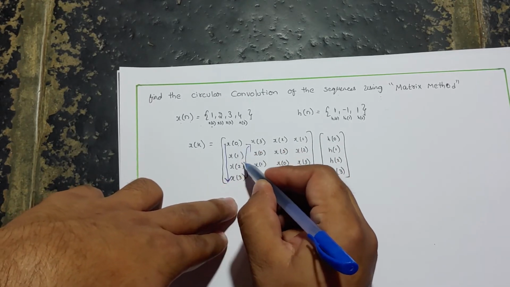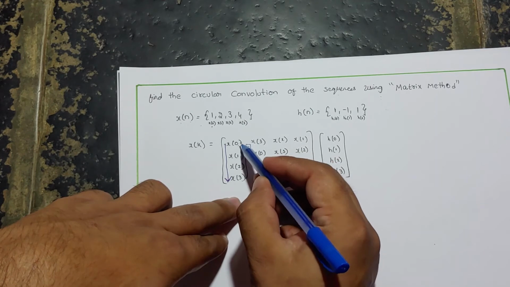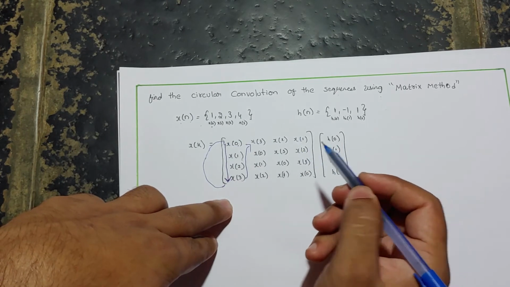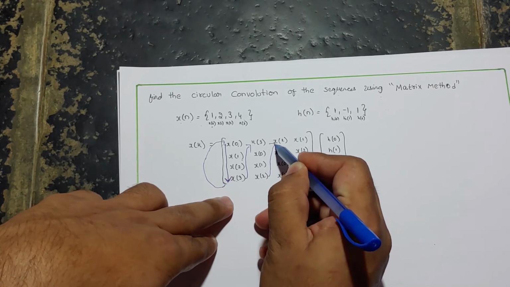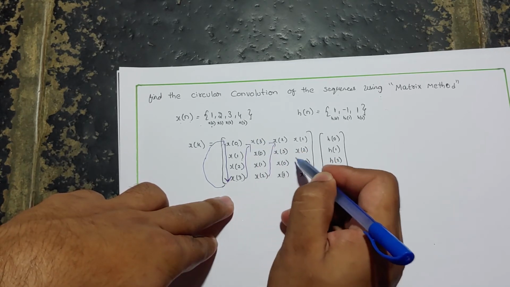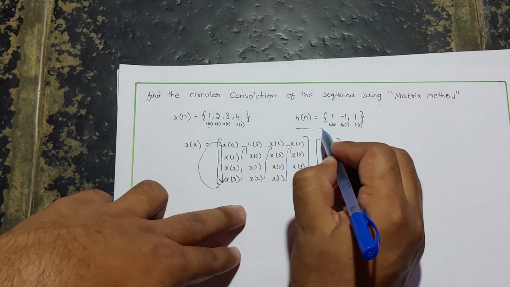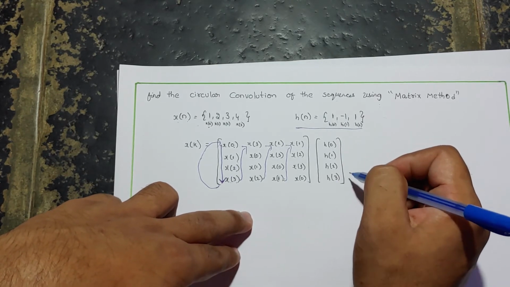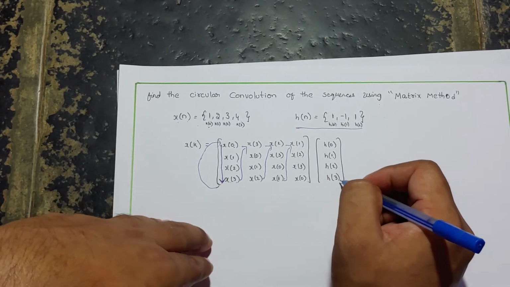This is x of 0, x of 1, x of 2 and x of 3. We will keep this x of 3 at the top and we will write the next one. That means we will continue the sequence like this: x of 3, after x of 3, x of 0, x of 1, x of 2. We will take this x of 2 value here and continue the sequence like x of 3, x of 0, x of 1 in the same way. And the other given sequence, h of n, will be written in a 1 into 1 matrix, which is h of 0, h of 1, h of 2 and h of 3.